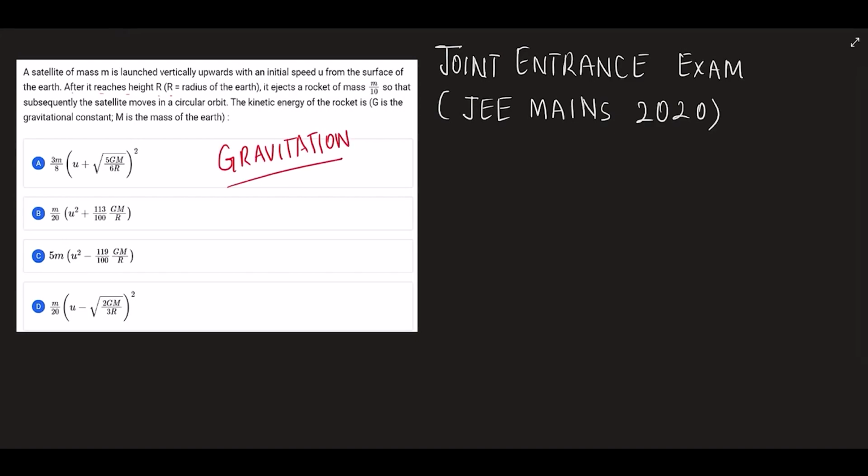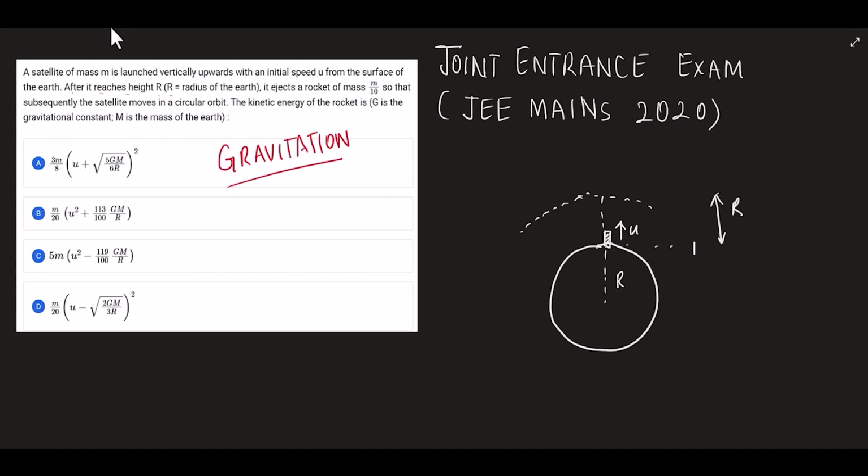A satellite of mass m is launched vertically upward with an initial velocity u from the surface of the earth. So suppose this is my earth of radius r. From the surface a satellite is launched with velocity u. Let us say this point is 1. After it reaches height r, suppose there is some height r. This height is r. So at this height there will be some orbit.